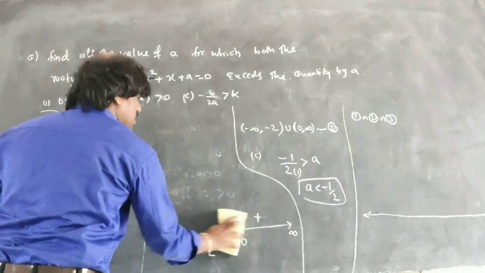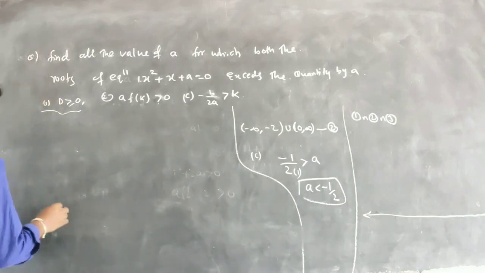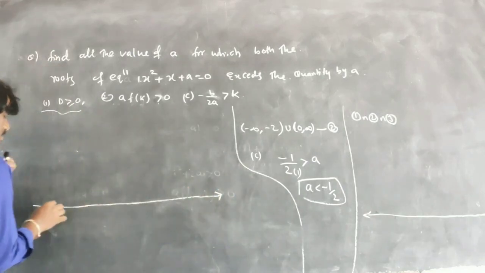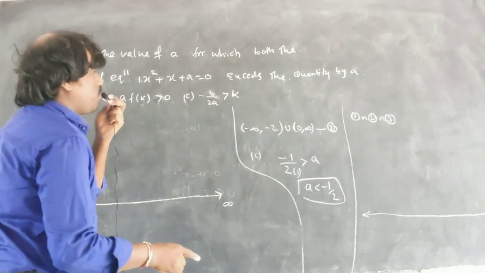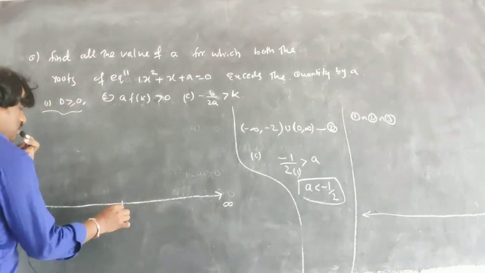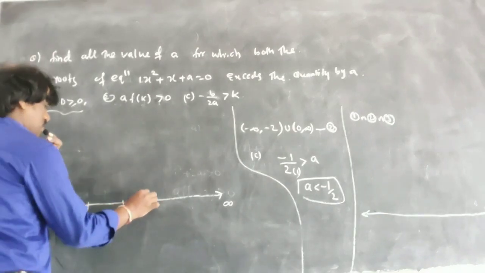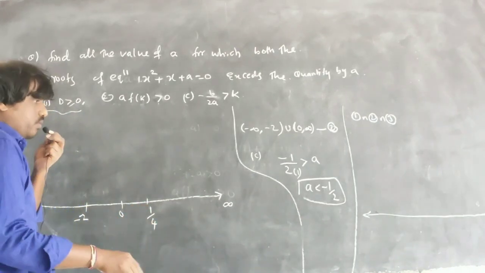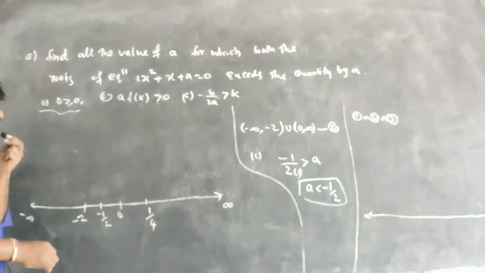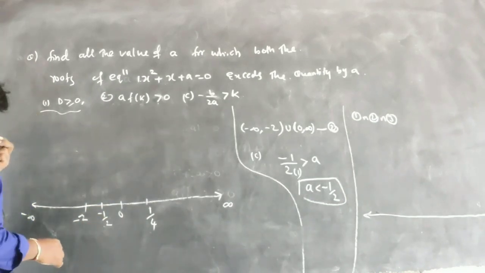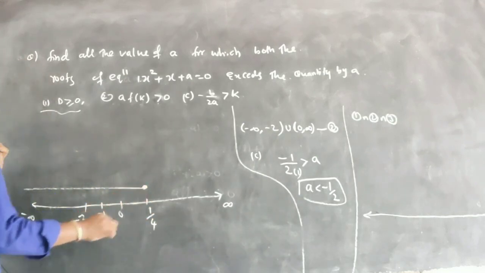Case number 1 is a less than or equal to 1 by 4, correct? Now just take a number line with minus infinity and plus infinity. I am going to plot the zeros first. Here is 0, this is minus 2, this is 1 by 4, and the third one is minus 1 by 2, somewhere here. For the first case, a less than or equal to 1 by 4, it is going from here and it is closed. This is the first answer.